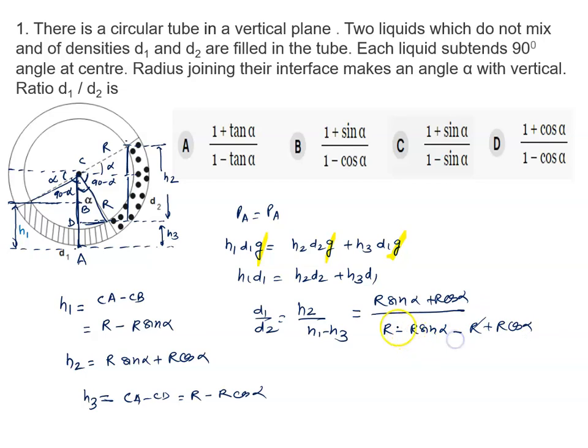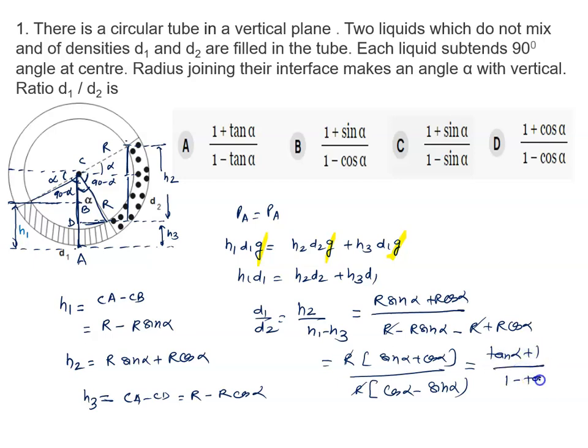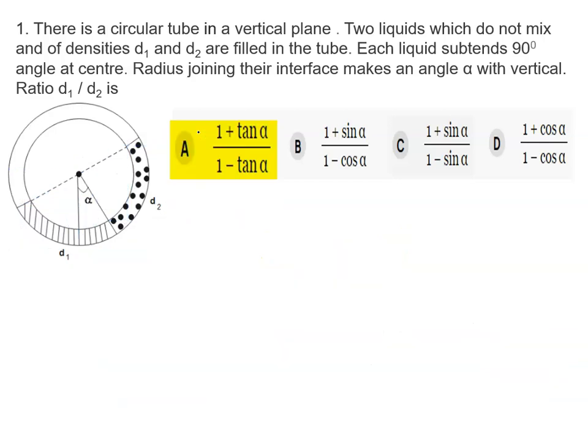Again R cancels. What are we getting? R common: sin alpha plus cos alpha upon R common: cos alpha minus sin alpha. R cancels. We divide by cos alpha. So sin alpha by cos alpha is tan alpha, plus 1, upon 1 minus tan alpha. So when we observe it, option A is the correct answer of this problem.